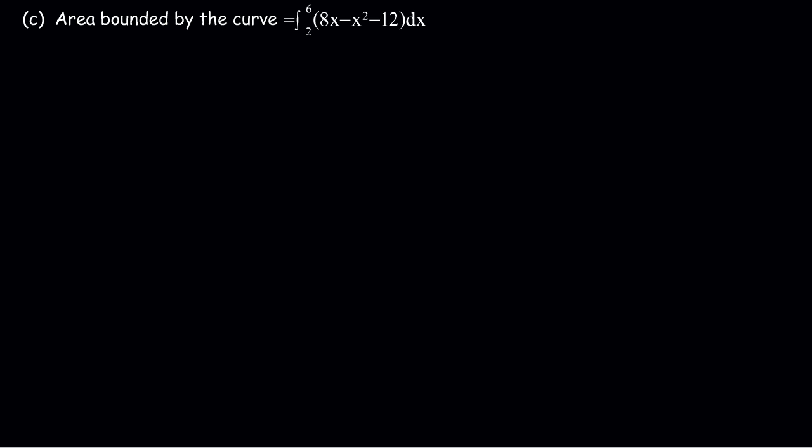For the C part of our question, that is the area bounded by the curve, it will be the integral of our equation, that is 8s minus s squared minus 12s, with our upper limit being 6 and our lower limit being 2. And integrating, it will be equals to 8s squared over 2 minus s cubed over 3 minus 12s.